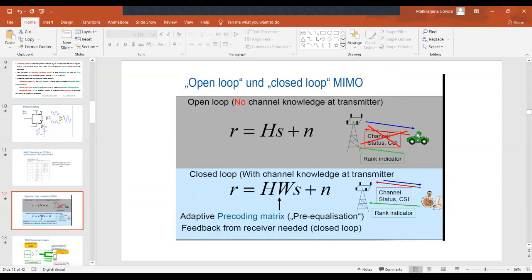But closed loop MIMO requires channel knowledge at the transmitter side. That is why we write R is equal to H W S plus N, where W is the pre-coding matrix, H is the channel matrix, S is the signal vector, plus noise. In open loop there is no feedback from the user equipment to the eNB. But in closed loop there is feedback from the user equipment to the eNB, which means the channel state information is required. So it is an adaptive pre-coding matrix, which you call pre-equalization.